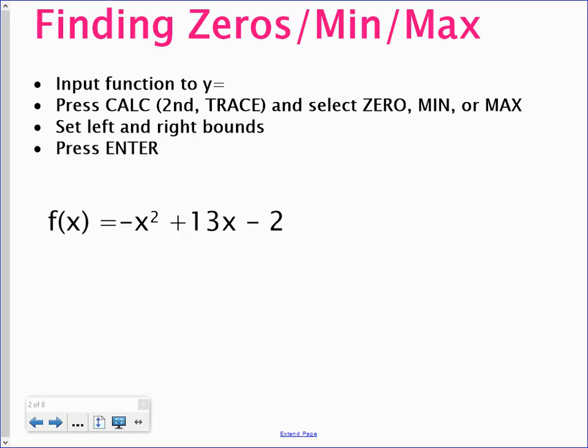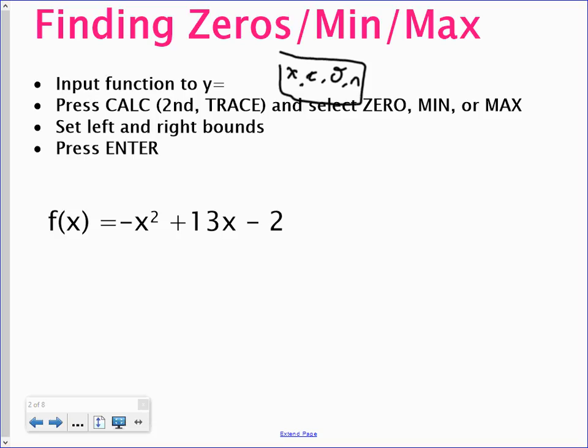In the y equals menu, that's where you type your function. There is a button that you'll look for on your calculator. If you're using a Texas Instruments calculator, that button looks like X, T, theta, N, and it's really just your variable button. So anytime you want the variable X, you can hit that button in the y equals menu, and that's going to bring it up in your function.